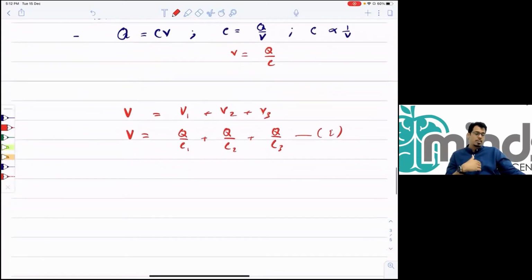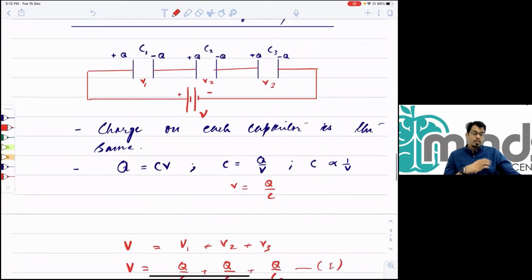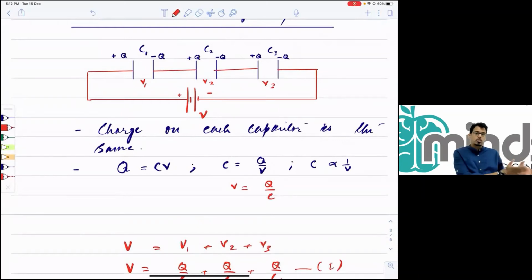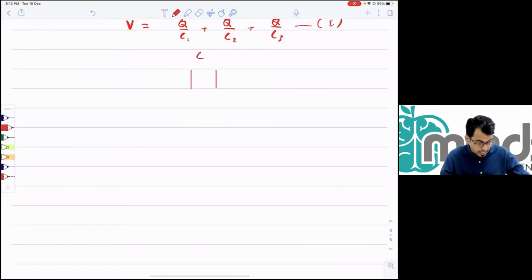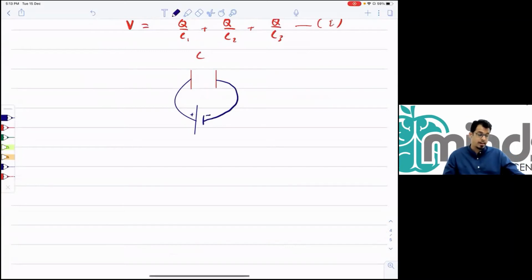Okay. So V is given by Q over C. Now what we can do, these three capacitors when connected to the voltage source receive charge Q from the battery. So we can replace all these three and just bring one capacitor of capacitance C. I connected it to the same voltage source. So this is positive, this is negative. What I say, it receives same amount of charge Q. So can I say this capacitor is equivalent of the other capacitors?